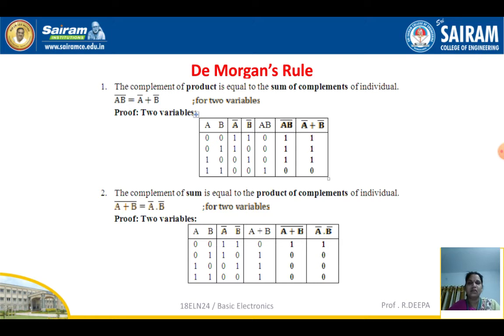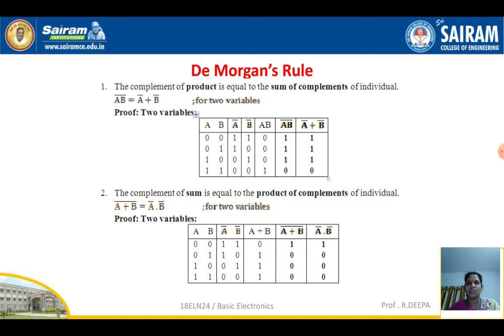Finally, in the last column you need to add a bar plus b bar. Already we have calculated a bar and b bar. Let us add these two, which are available in columns 2 and 3. So 1 plus 1 is 1, 1 plus 0 is 1, 0 plus 1 is 1 and 0 plus 0 is 1. So you can observe in the table that ab whole bar is equal to a bar plus b bar. The values are 1 1 1 0.